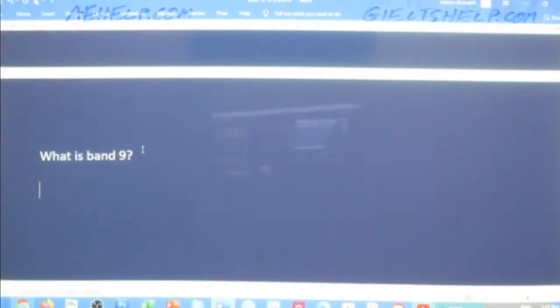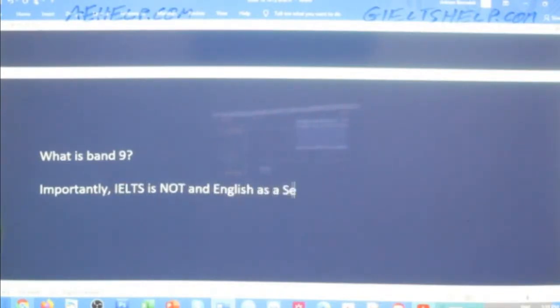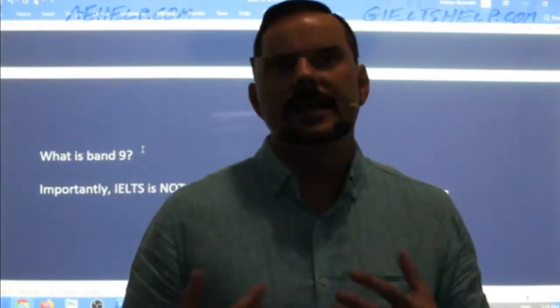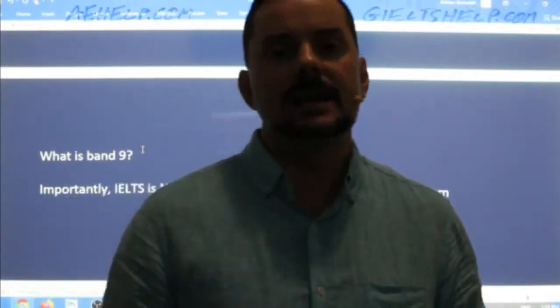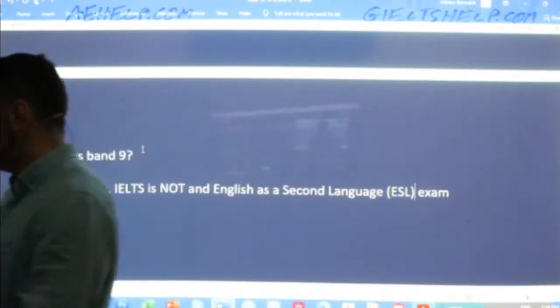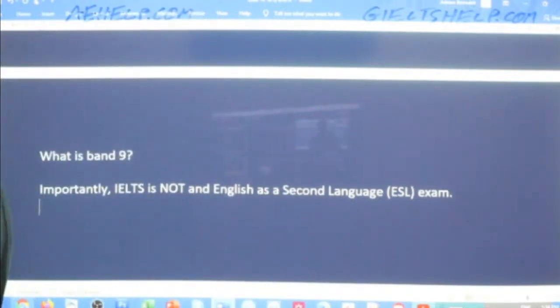First and foremost, everybody needs to understand IELTS is not an English as a second language exam. So it's not an ESL exam, okay? It's not the same kind of exam that you get in an English as a second language class. When you sit the IELTS, it's not designed with the thought of, okay, we're making this exam for people who are speaking English as a second language. Importantly, what you have to remember, instead, it is an English proficiency exam.